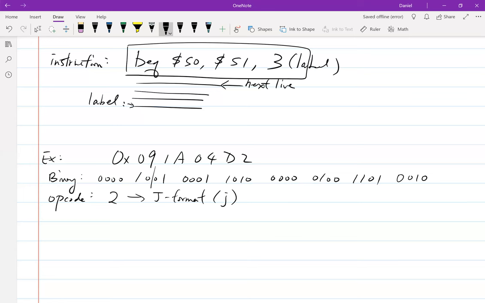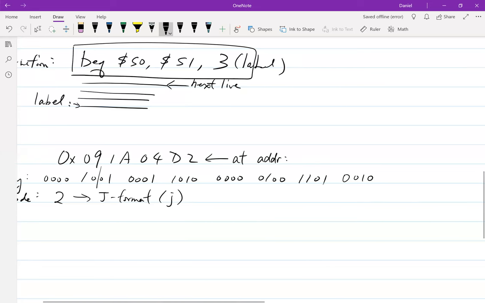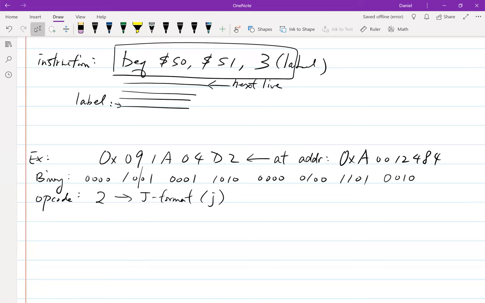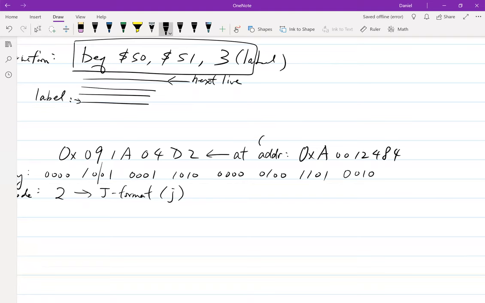And I think I also changed the address too. So now, because this is J, I have to let you know what address it is. Because again, when you reconstruct the label address, you need to know the current address. So we'll talk more about that. The address is A0012484. So this is the address of this instruction. An instruction is stored in memory, which means there is an address for that instruction, or we call that PC, right?